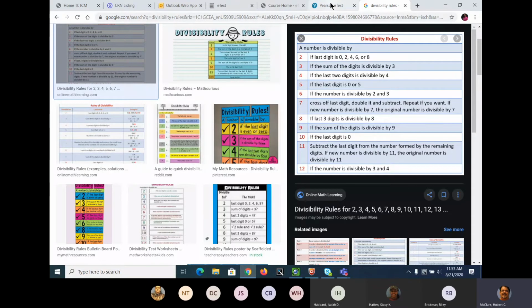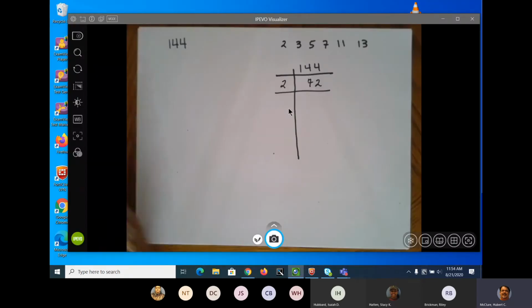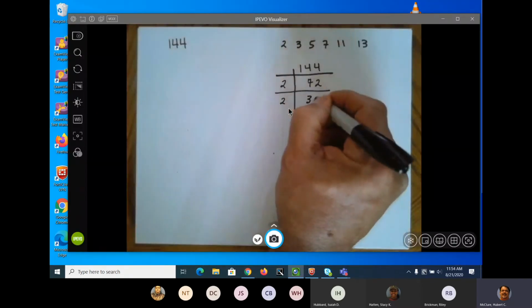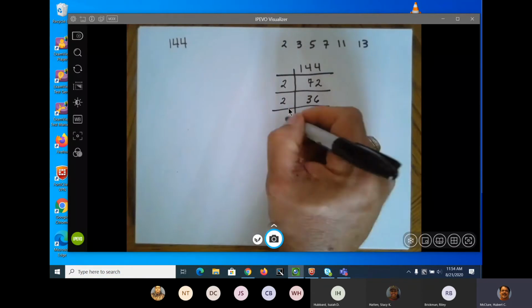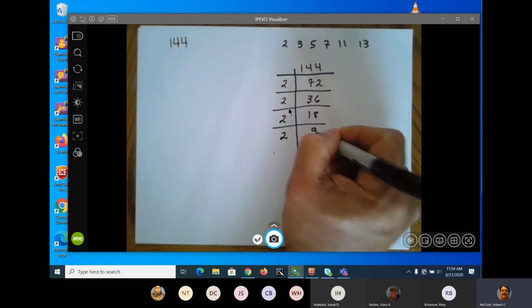Or you can go to the Pearson text. If the number is even, I can divide by 2. So I'm going to keep on dividing by 2 because a lot of us think dividing by 2 is better than dividing by 3, unless you're one of those people that think in threes, and I don't think too many people do that. I divide by 2 and I get 36, then 18, then 9.